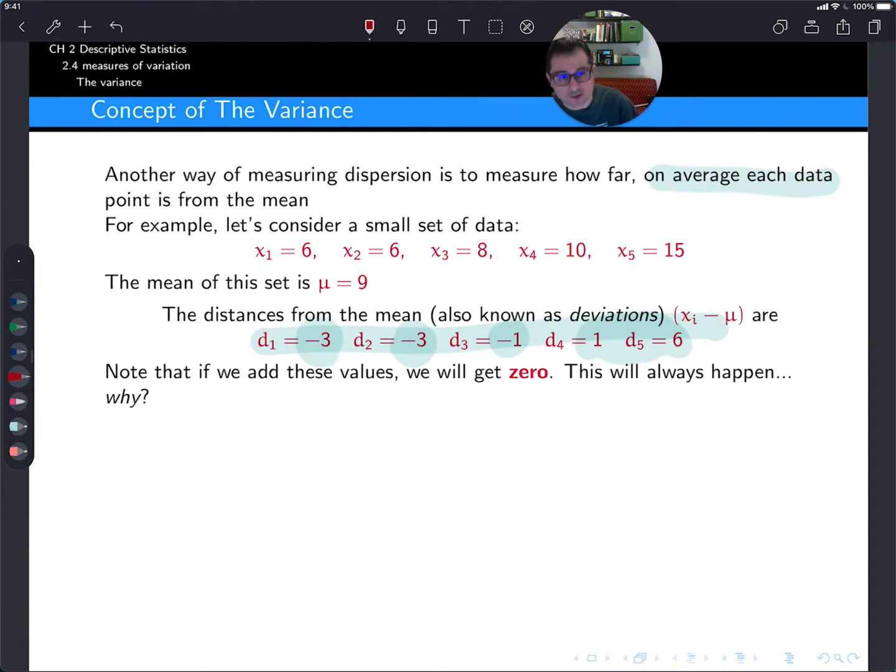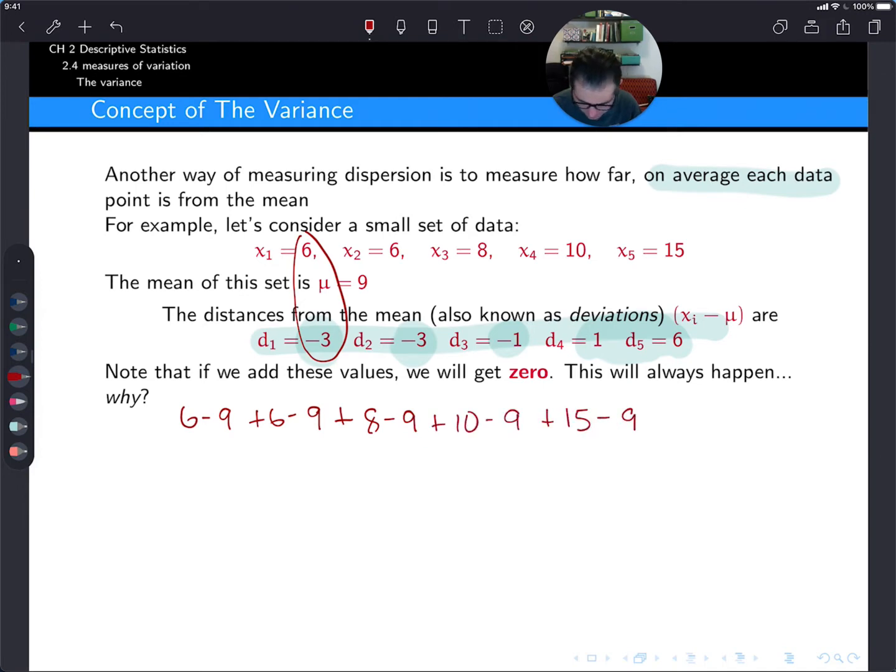Let me write it down carefully to see what is going on. How did I get the first negative 3? I got 6 minus 9. How did I get the second negative 3? I got another 6 minus 9. Well, I could put parentheses here. That's how I got my first and my second deviation. But I really don't need those parentheses, they're just in the way, so I can just ignore them. So I'm going to do plus 8 minus 9, that's the negative 1, plus a 10 minus 9, and plus a 15 minus 9.